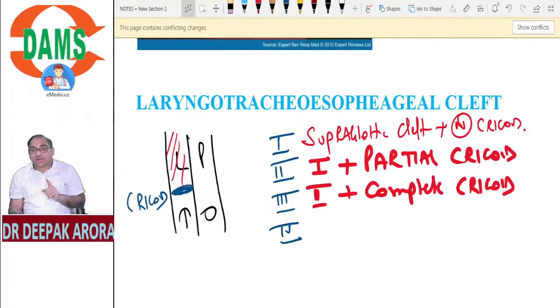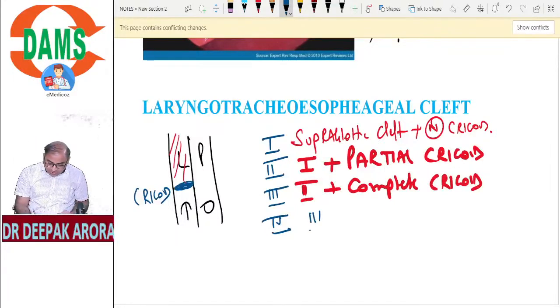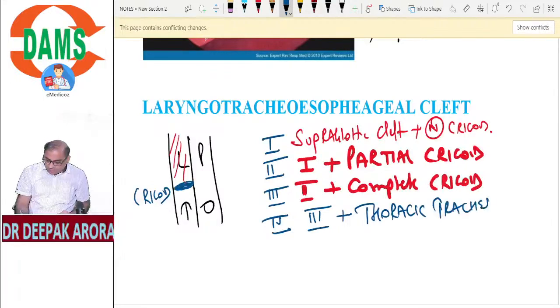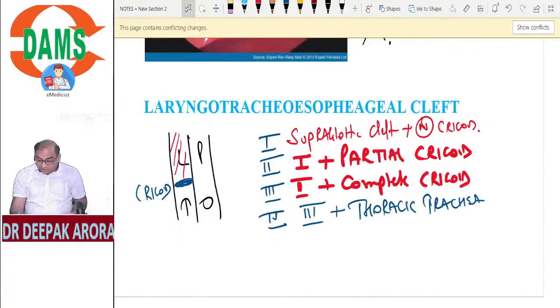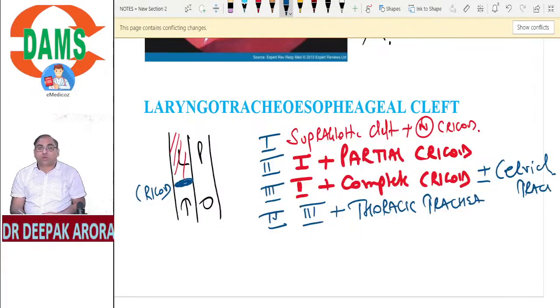Revise with me. Grade 1, type 1, supraglottic cleft with normal cricoid. Grade 2, partial cricoid. Grade 3 is total cricoid involvement. Grade 4 is grade 3 plus even thoracic trachea is involved. One of my students said, sir, what about the cervical trachea? Just remember, cervical trachea may or may not be involved in type 3.